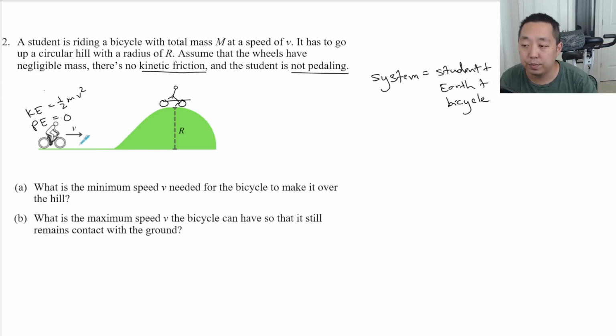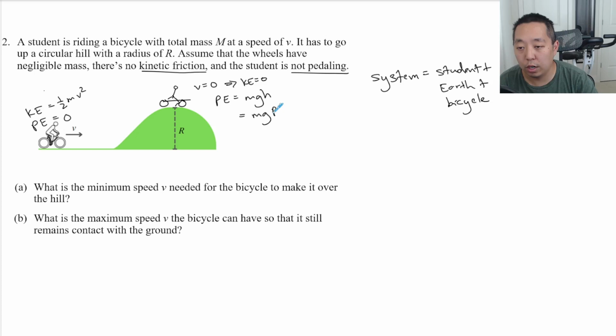Okay, here, if you want to just make it over the hill, you want the velocity to be 0 over here, because you want to make it just to the top and then come to a stop. That's how you just made it over the hill. So the kinetic energy here is 0, and the potential energy is equal to mgh. So what's the height? It's mg times r, technically, because r is the height above the ground.